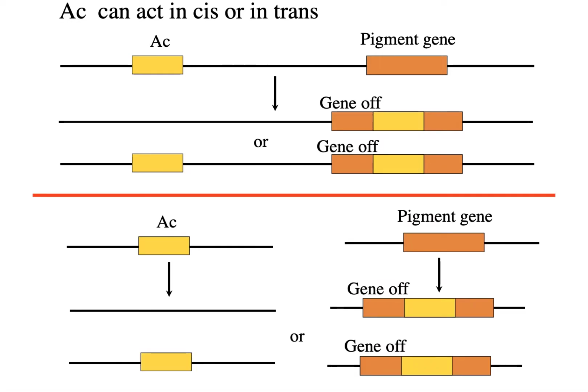But she also found that the AC element did not have to be on the same piece of the chromosome, or it could even be on a different chromosome. And it could still disrupt a gene, such as a pigment gene or a starch-producing gene or something like that. And it could either leave a copy of itself in the original position, or that copy could disappear. But sometimes it would leave some of those inverted repeats in those positions where it disappeared.